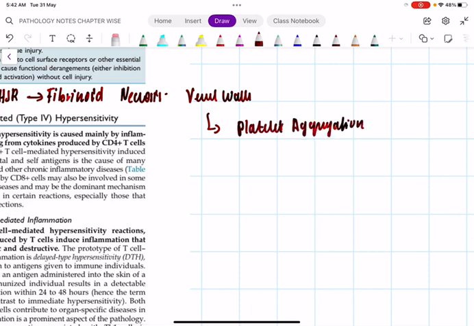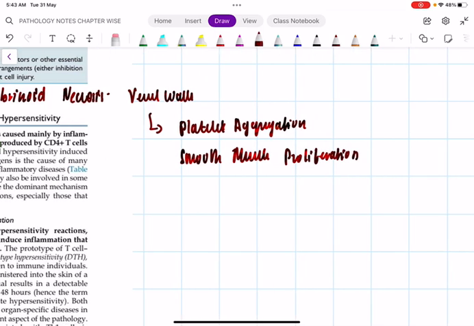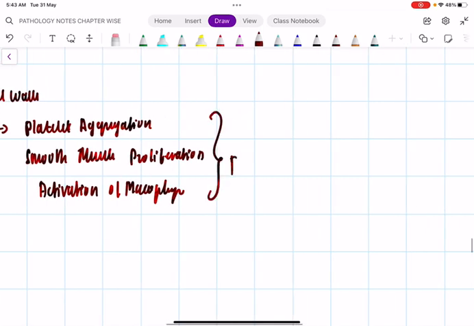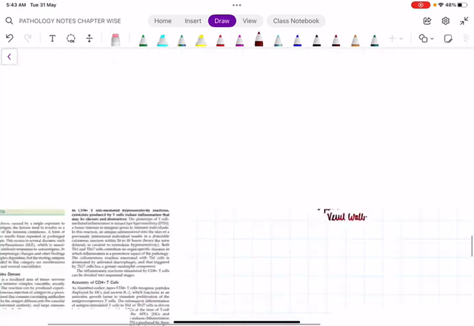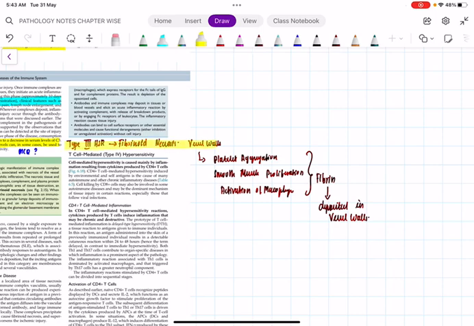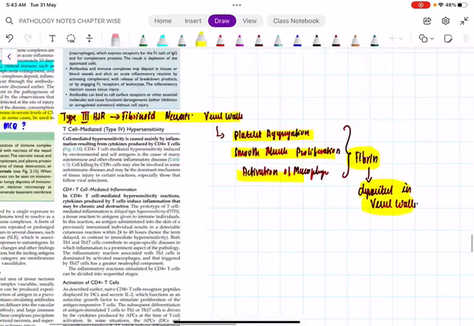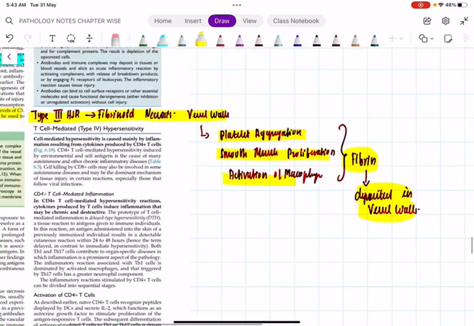And this inflammation in the vessel walls finally leads to platelet aggregation, smooth muscle proliferation, and activation of macrophages. All this together forms what we call fibrin, which is deposited in vessel walls. I hope things are clear for you. Type 3 hypersensitivity reaction, fibrinoid necrosis, vessel walls, platelet aggregation, smooth muscle proliferation, activation, all this is called fibrin.